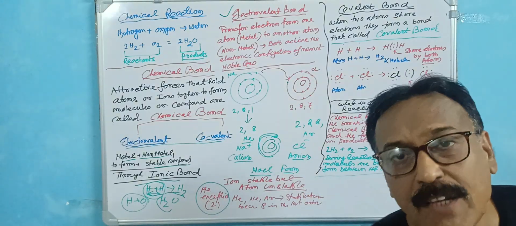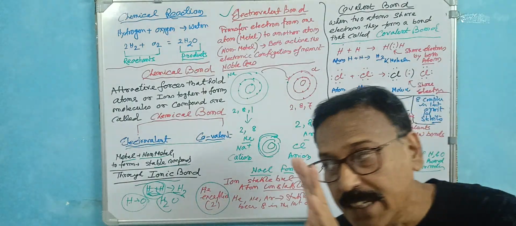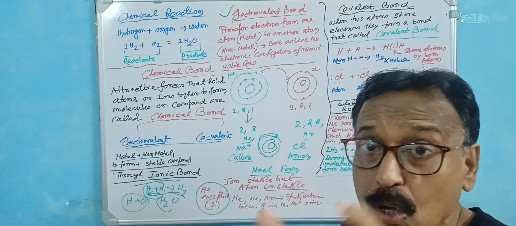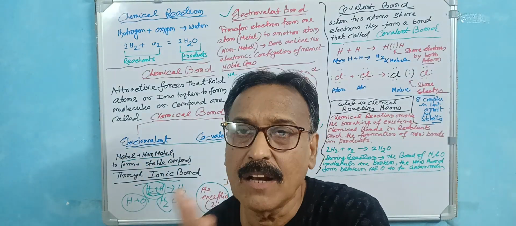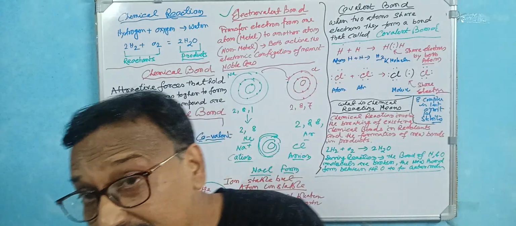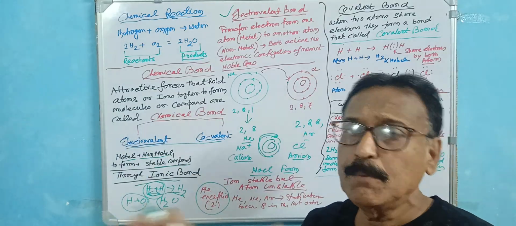So helium is the exception. But the inert gas, why do we say inert gas? Inert gas means they cannot react with any other, because they have a complete 8 electrons in the last orbit. So they do not need to accept or donate any electron because they are stable.